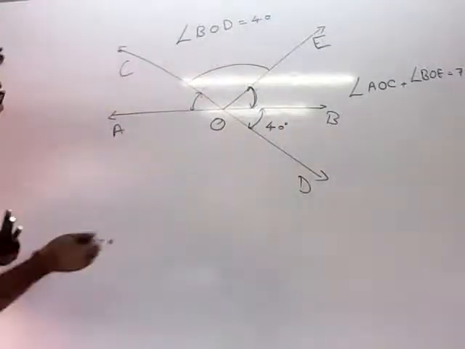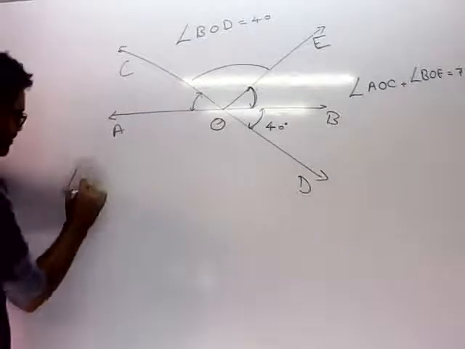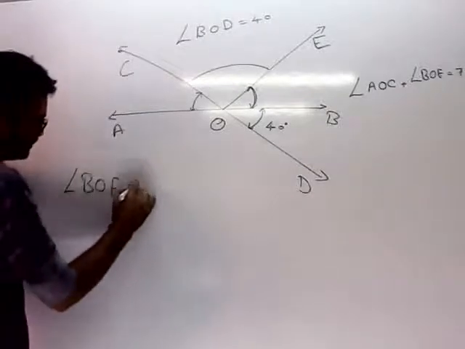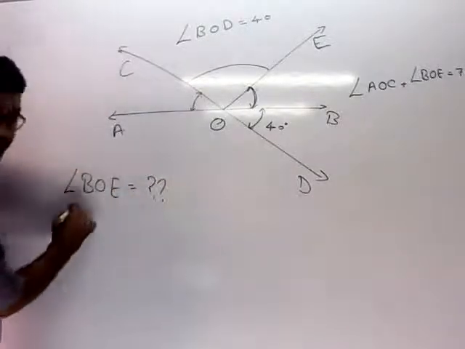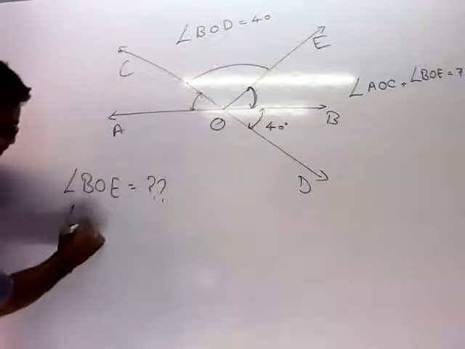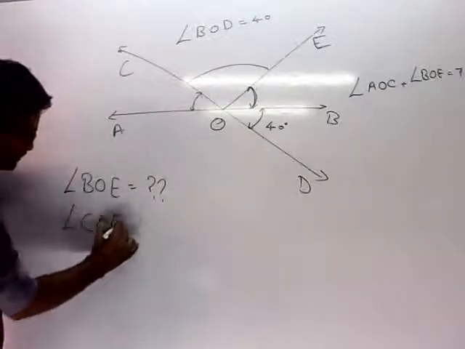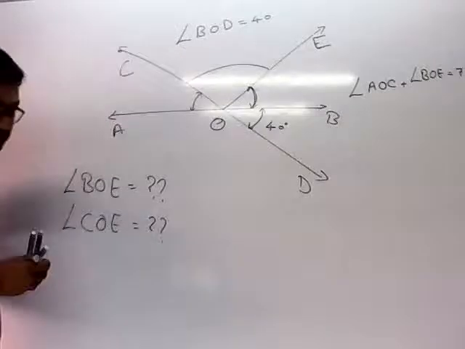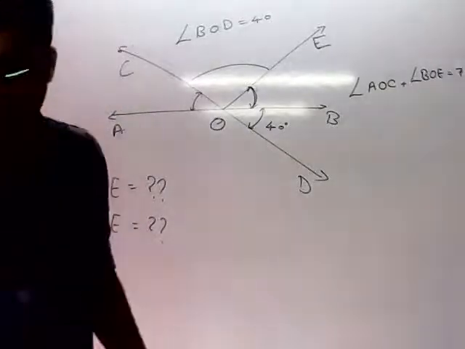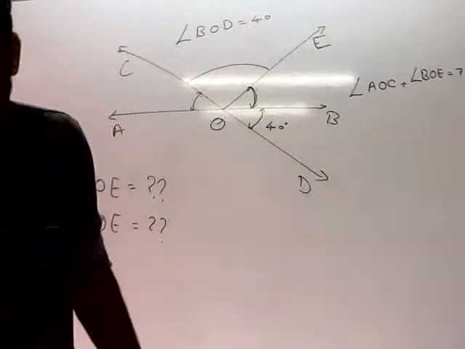Now what we need to find? We need to find angle BOE is equal to question mark and the reflex angle of angle COE, that is question mark. Okay, that is what we require to find. Let us solve that.